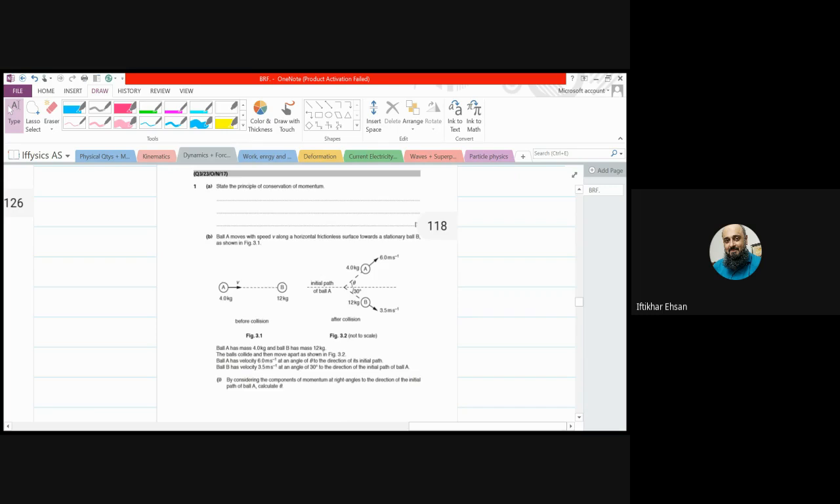Bismillah. Okay. Question number one, state the principle of conservation of momentum. What is that? The total momentum of an isolated system remains constant. Right?